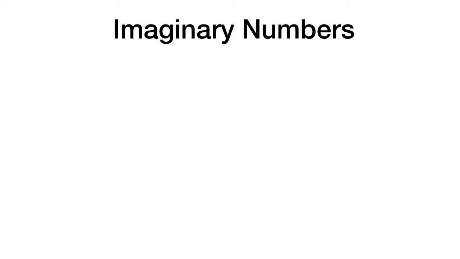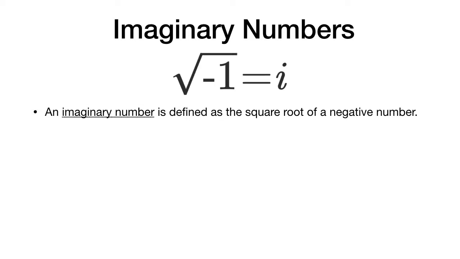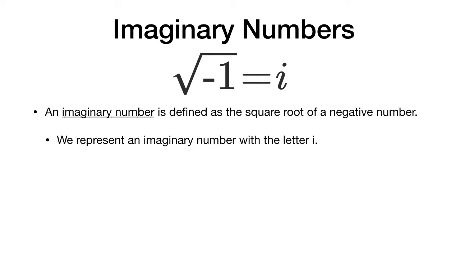Imaginary numbers. Okay. Imaginary numbers is basically this. The square root of negative 1 is actually a number. It's i. Because remember, you can't take the square root of a negative, since negative 1 squared is 1. Negative 15 squared is, well, 225. So the point is we can't square a negative. So i is the imaginary number that if you square it becomes negative 1. An imaginary number is defined as the square root of a negative number. We represent imaginary numbers with the letter i.